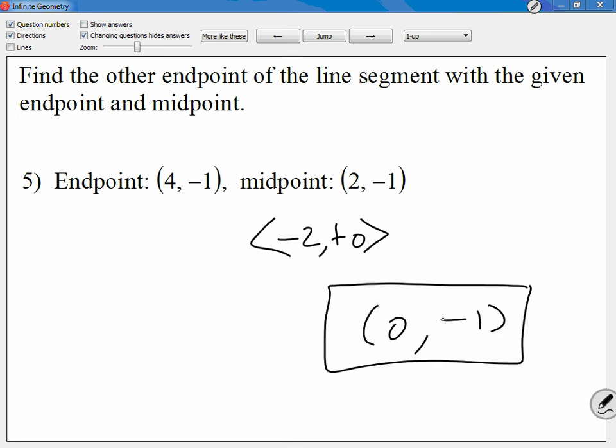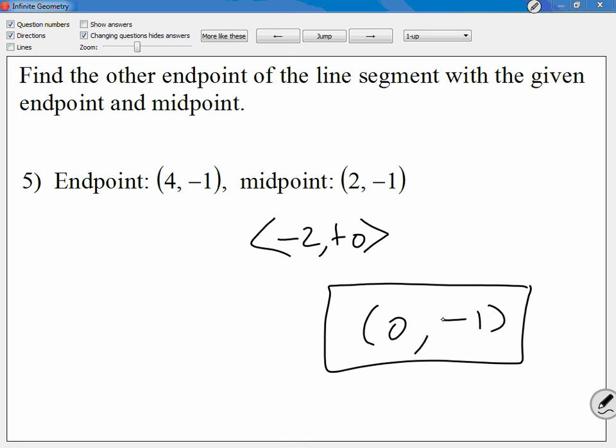So once again, find out what's the rule. And remember, the way I came over for the rule is what I do to 4 to make it 2, so that once again we said negative 2. What do you do to the y, negative 1, to make it negative 1, which we said 0. So find out what the rule is, and then do that to the midpoint.